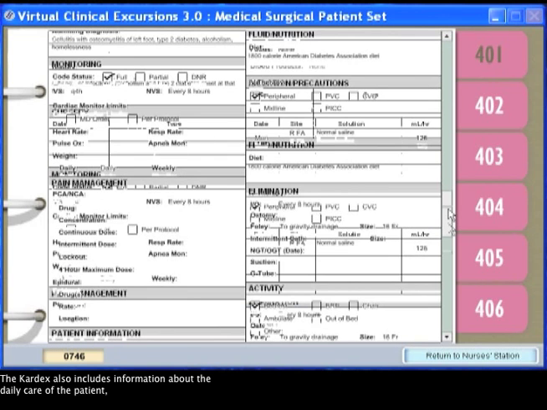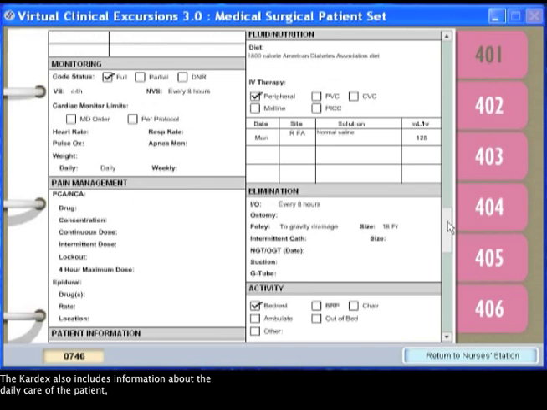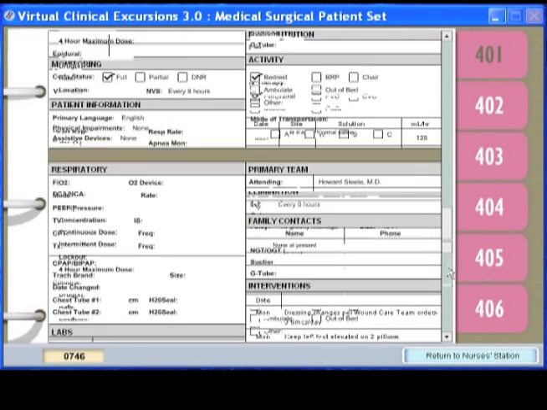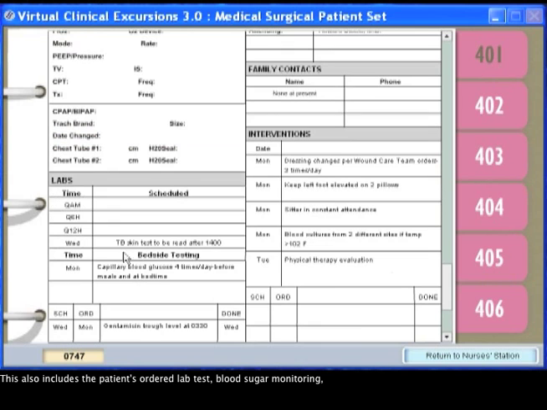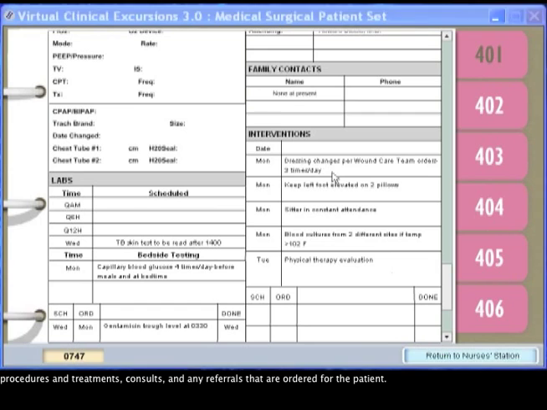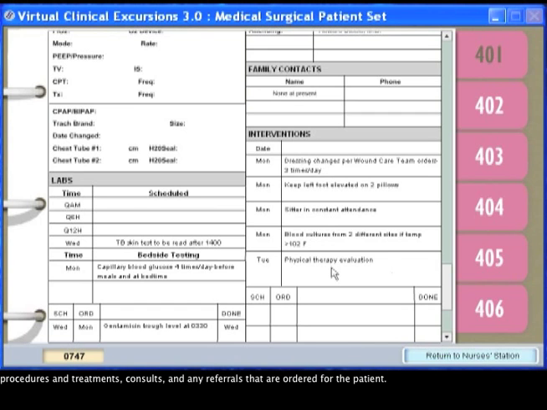The cardex also includes information about the daily care of the patient. This may include the patient's diet, IV therapy, intake and output orders, and activity. This also includes the patient's ordered laboratory tests, blood sugar monitoring, procedures and treatments, consults, and any referrals that are ordered for the patient.